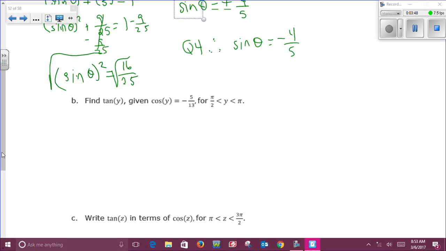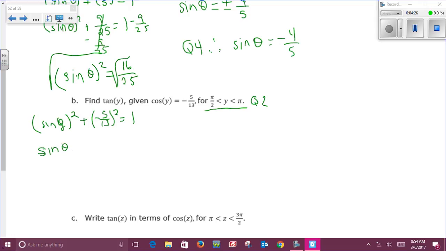Find the tangent of y given cosine y equals negative 5/13 for pi over 2 to pi. So 90 to 180. So I'm in quadrant 2. And we have to remember that tangent is sine over cosine. So we still need to use our Pythagorean theorem. So we're going to say sine, in this case, is y, not theta. So sine of y squared plus cosine is negative 5/13 squared equals 1.